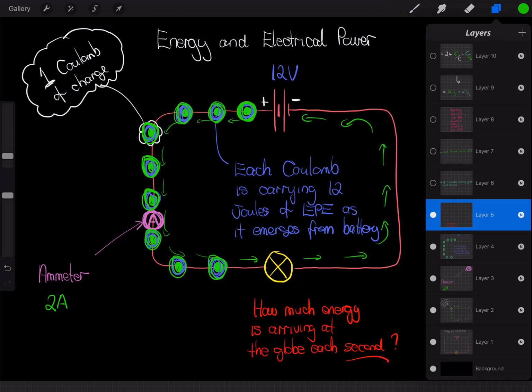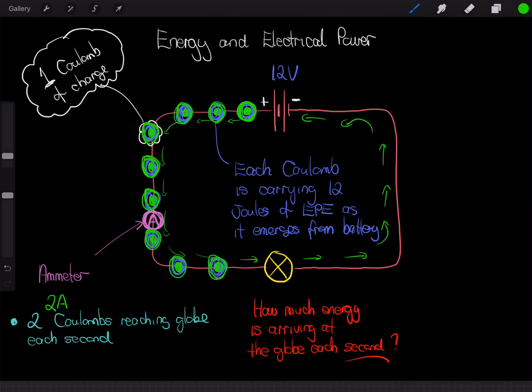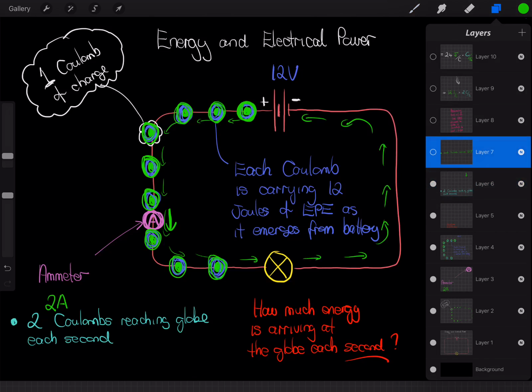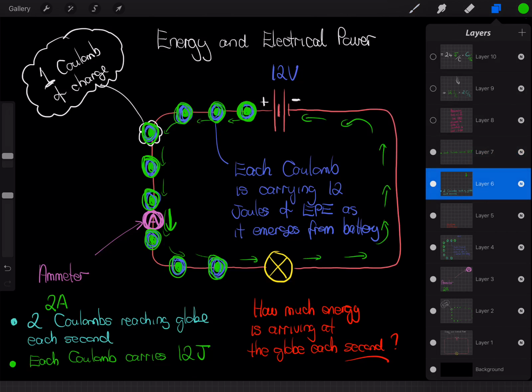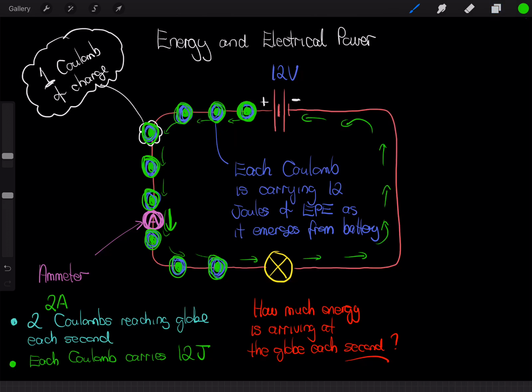So in order to do that, let's do a quick calculation. We know that 2 coulombs of charge are reaching this globe each second. We measured that because that's what the current tells us. The ammeter is telling us that 2 coulombs of charge are traveling through that little turnstile each second. So those 2 coulombs of charge are going to get to the globe every second. Also, we know that each coulomb of charge is carrying 12 joules of energy.